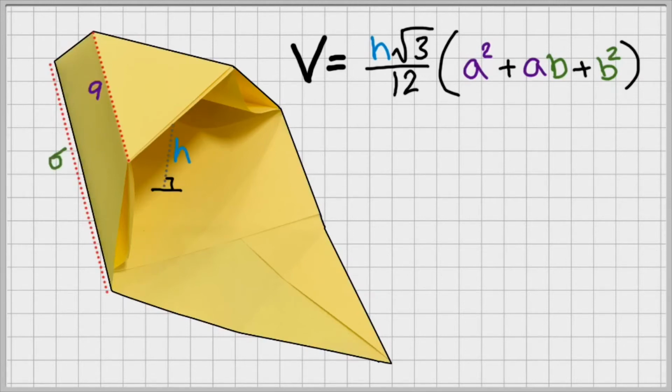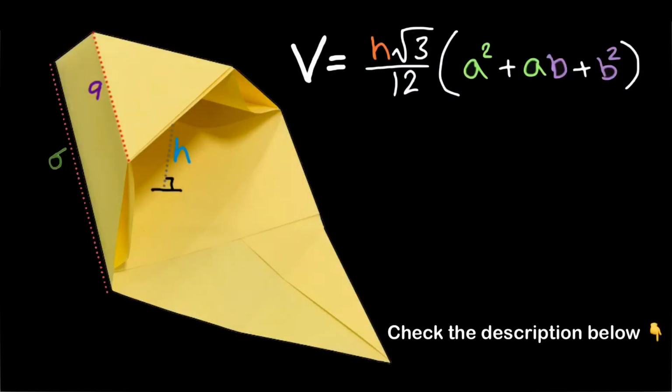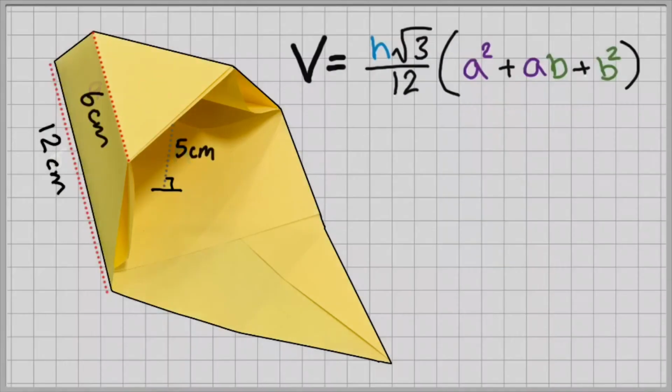Well, we know H represents the height. What I'll do is I'll link a website where you can go and look into that formula. For now, what we'll do is substitute the values into the formula. So the height we know is 5 centimeters. Our top length, which is A, represents 6 centimeters, and then B, which is the bottom length, is 12 centimeters. So let's start substituting those values into the formula.